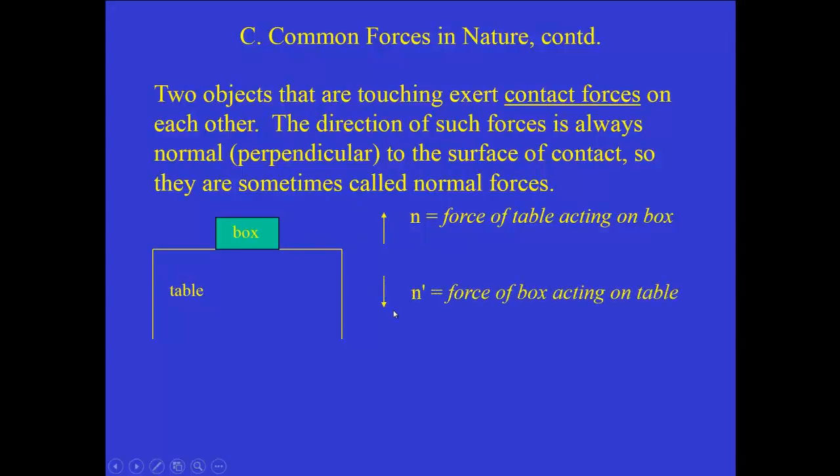At the same time, because the box and the table both exert forces on one another, the box is pushing down on the table. And so there's a force of the box acting on the table, that would be downward, and we would call this n prime, because it's a normal force, but it is a different force from the n that's mentioned above. Of course, according to Newton's third law, these two forces, n and n prime, are equal to one another in magnitude and simply opposite in direction.